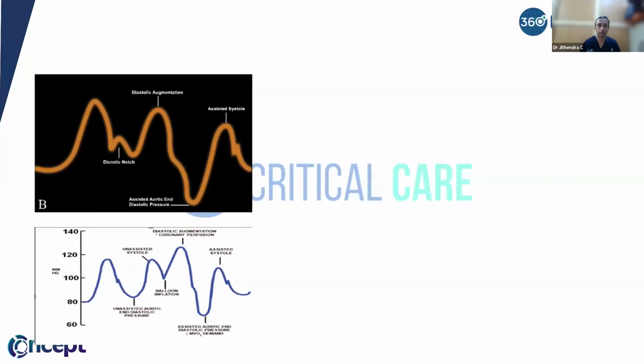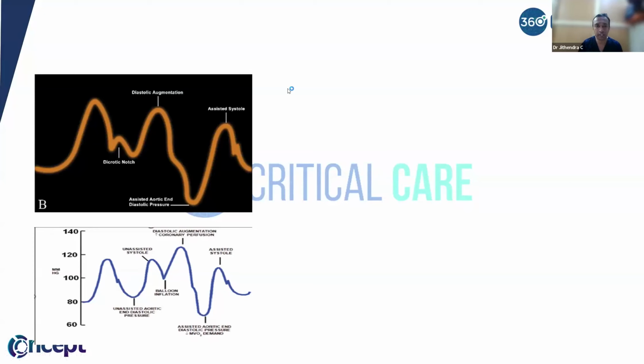Okay. So next one. So anybody wants to take this? You can see there's a dicrotic notch. You can see after that there is some wave coming. You can see that the diastolic augmentation is not significant at all. And you can see assisted systole is less. So what is it then? I think I have got some answers.